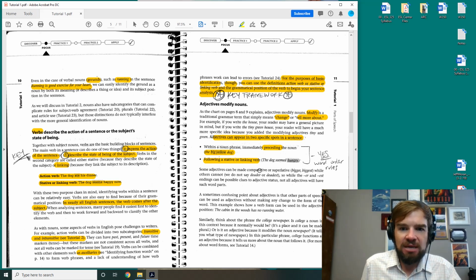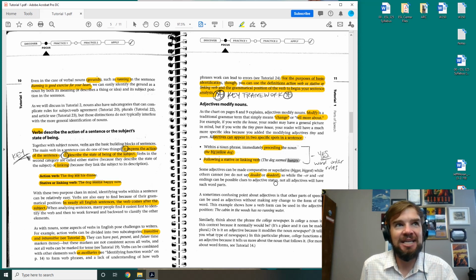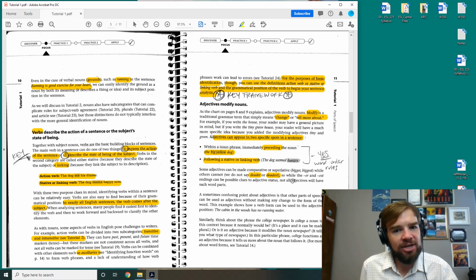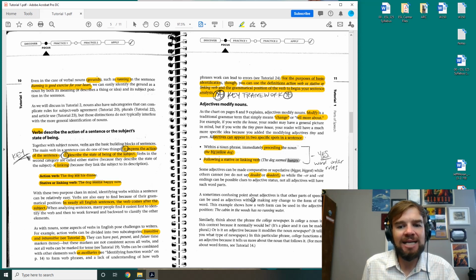Now, some adjectives can be made comparative or superlative, while others cannot. So, for example, we don't say deader or deadest. So, dead, deader, deadest. We don't do it. So, while the -er and -est endings can be possible clues to adjective status, not all adjectives will have such word parts. A sometimes confusing point about adjectives is that other parts of speech can be used as adjectives without making any change to the form of the word. This example shows how a verb can be used in the adjective position. So think about the example from earlier. The cabin in the woods has no running water.